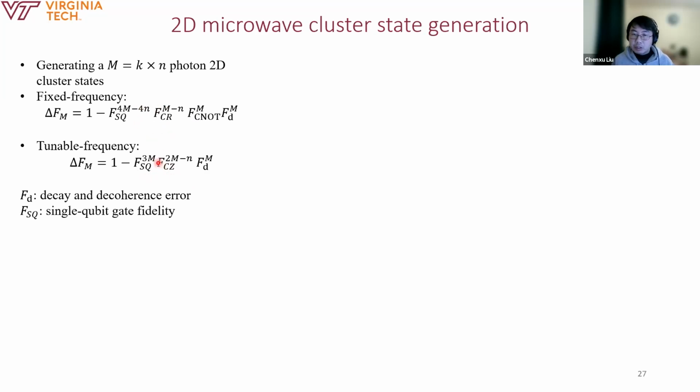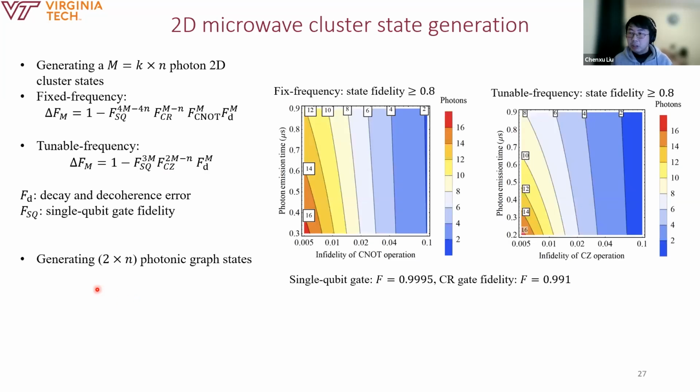gates. So in order to have a more intuitive feeling about which one is better, we consider a special case where there are only two photon generation units. Then we can generate a 2 by n photonic 2D cluster state for microwave photons. So we calculate what is the maximum photon number inside this 2D cluster state generated by either fixed frequency or tunable frequency transmon qubit.